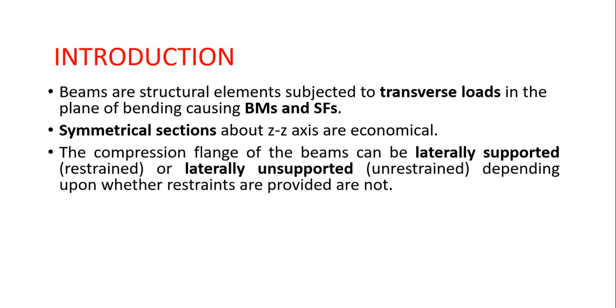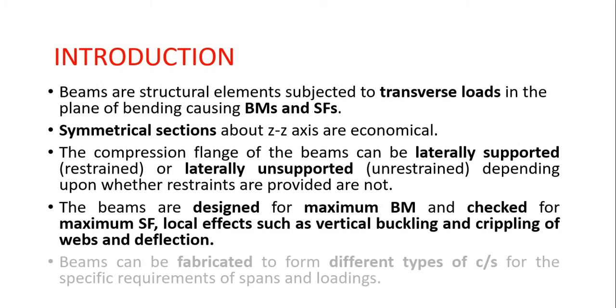The compression flange of the beams can be laterally supported or laterally unsupported, depending upon whether the restraints are provided or not. That means you have two types of beams here: laterally supported, that means they are restrained from moving laterally, or laterally unsupported, that means they are unrestrained to move in the lateral direction. So basically there are two types: laterally supported beams and laterally unsupported beams.